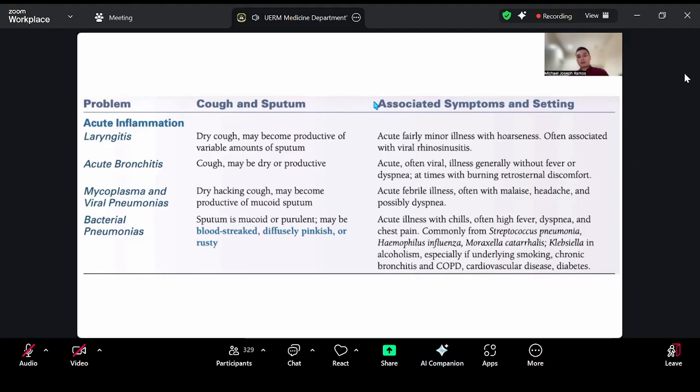So you can have prodromal symptoms of colds, anosmia, and throat itchiness. Generally, they have no fever, but they can have a feeling of malaise.